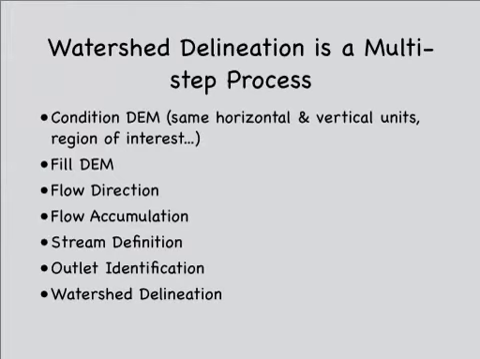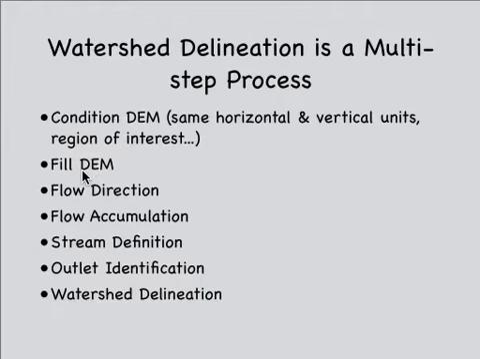So watershed delineation is a multi-step process, so we typically have to condition the DEM. We have to make sure they're in the same horizontal and vertical units, and they cover our region of interest. Now, this is not always the case. Often when you project data, you change the horizontal units, but you often don't mess with the vertical units. So you could reproject from a UTM to a state plane coordinate system, and you switch to a feet-based horizontal unit, but the vertical units might be in meters, and so slopes you calculate would be wrong, and that's not good.